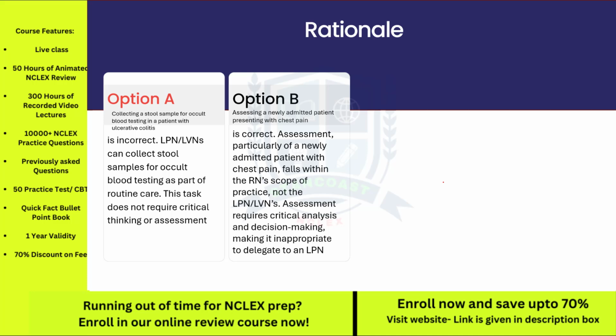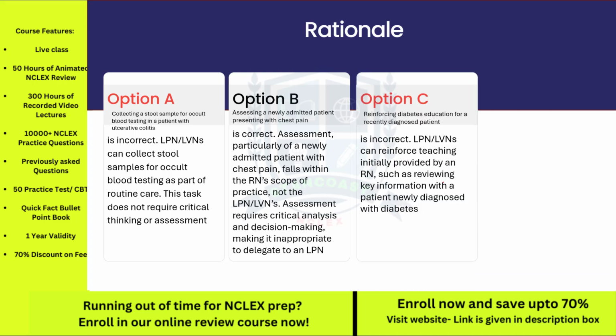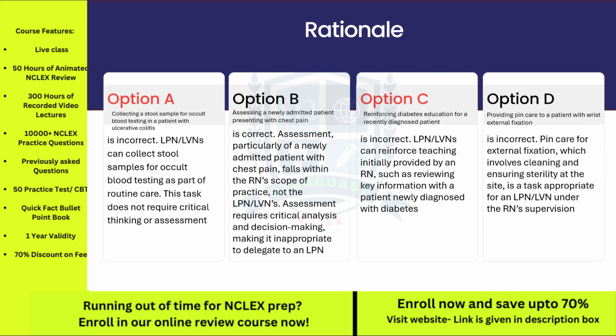LPN/LVNs can collect stool samples for occult blood testing as part of routine care. This task does not require critical thinking or assessment. C is incorrect. LPN/LVNs can reinforce teaching initially provided by an RN, such as reviewing key information with a patient newly diagnosed with diabetes. D is incorrect. Pin care for external fixation, which involves cleaning and ensuring sterility at the site, is a task appropriate for an LPN or LVN under the RN's supervision. Let's proceed with the next question.